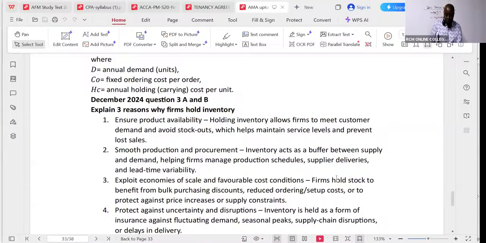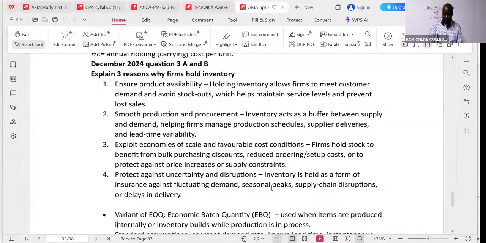Farms hold stocks to benefit from bulk purchasing discounts, reduced ordering setup costs, or to protect against price increases or supply constraints. Protect against uncertainty and disruptions. Inventory is held as a form of insurance against fluctuating demand, seasonal peaks, supply chain disruptions, or delays in delivery. I hope from that section, 4 areas I've given you, you can easily choose any three. Then we look at part B.